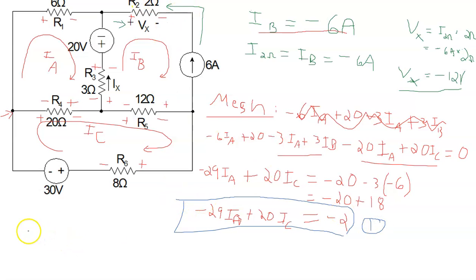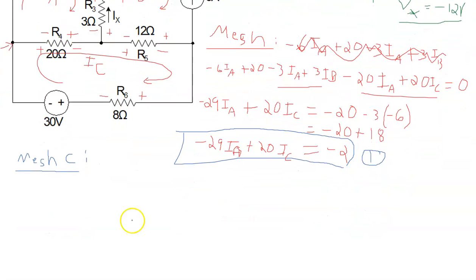Okay, so let's go now with mesh C. And remember, we only have 2 unknowns. The mesh B current, we know is 6, so there's not much point in writing an equation for that. We don't really need it. So for mesh C, start in the lower left hand corner.